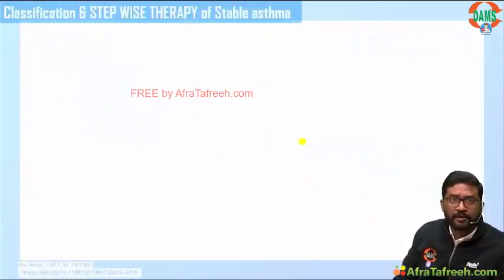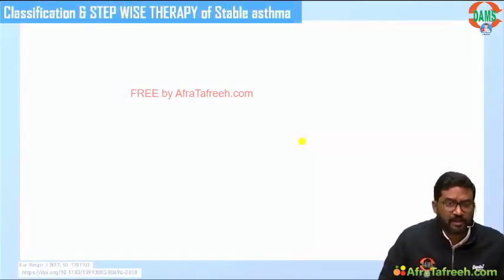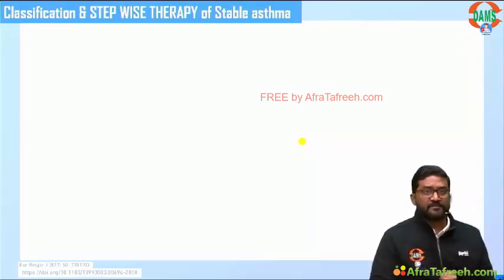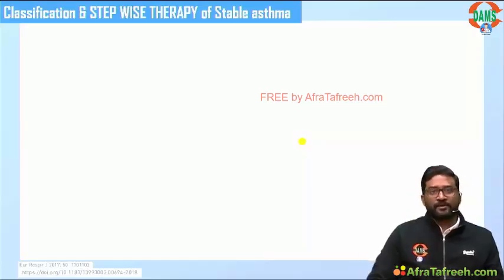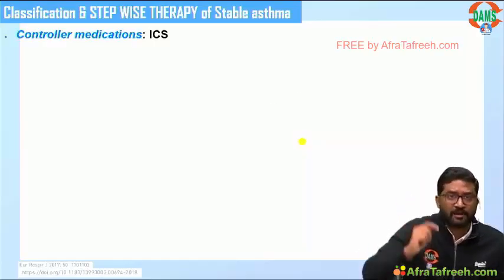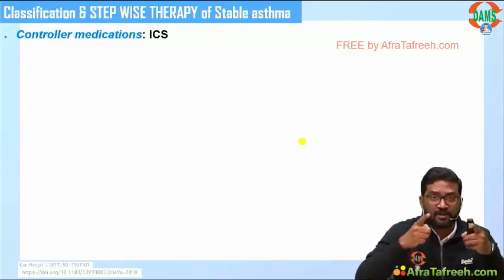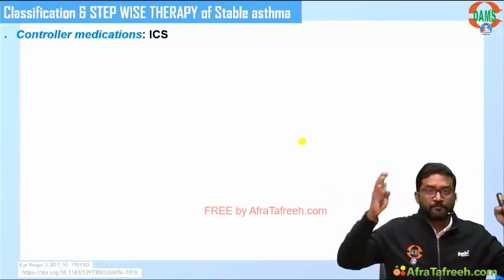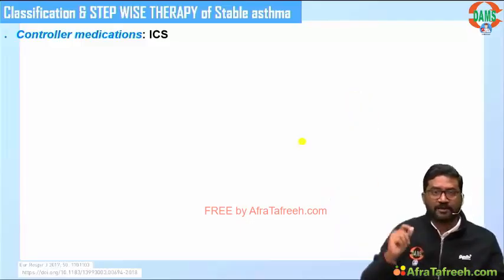Then coming to classification and stepwise therapy of stable asthma. Classification and stepwise treatment. For asthma, actually there are 2 medications. What will control asthma or what will control inflammation? It is inhaled corticosteroid. Who is boss for asthma? The mega star for asthma is steroid.